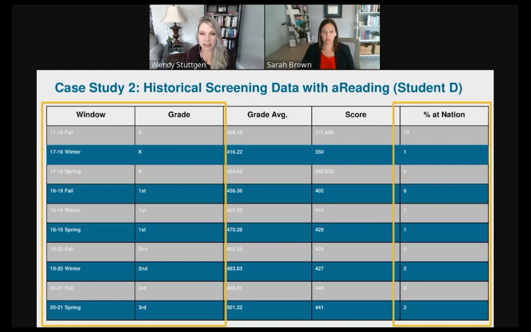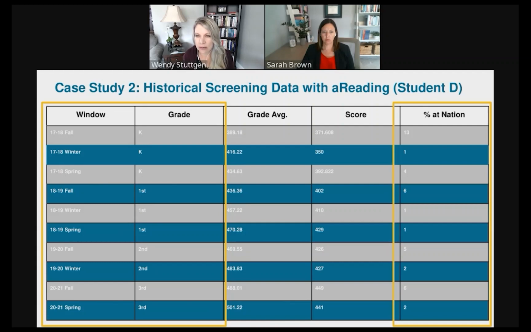Now let's take a look at another case study. So the problem-solving team received a student of concern from the grade level team. So they began by reviewing the student's historical screening data. As you can see on this chart, starting at the left would be the screening windows, fall, winter, and spring over the course of the years, the grade the student was in. So you can see started out in kindergarten, and then that last row there is third grade. And then we have the grade average, the score, and then the percentile at nation.